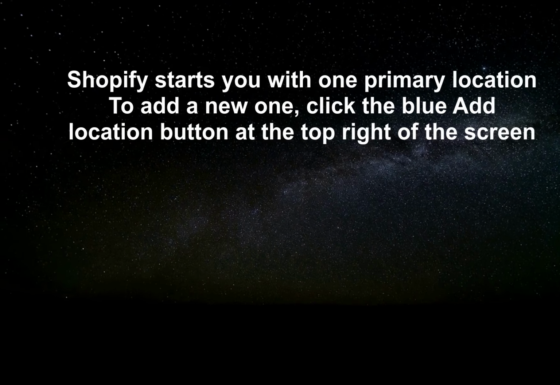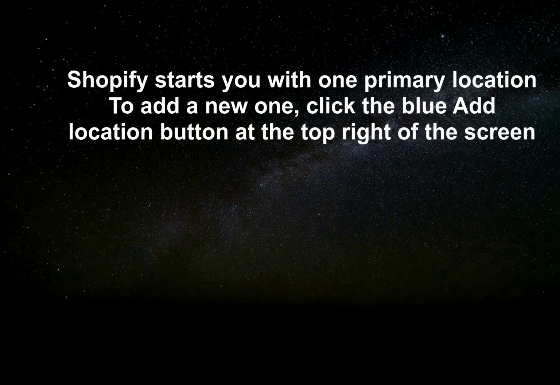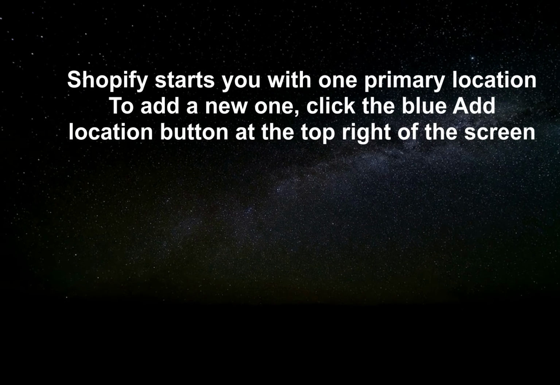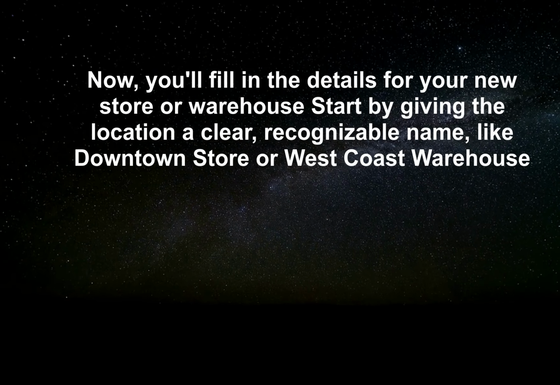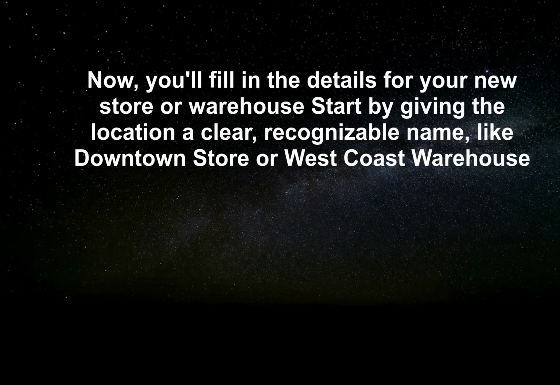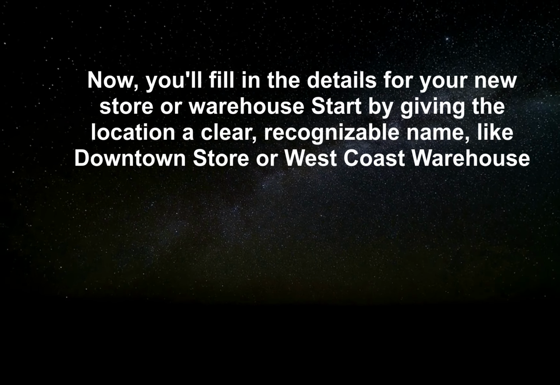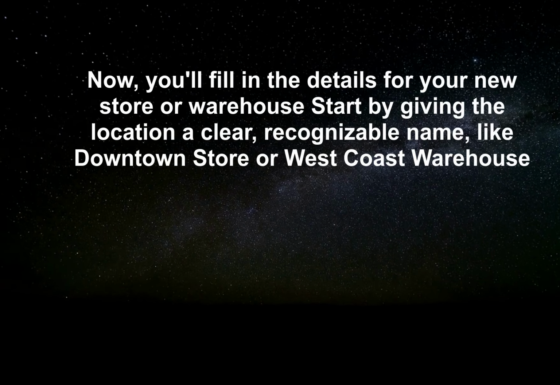Shopify starts you with one primary location. To add a new one, click the blue Add Location button at the top right of the screen. Now you'll fill in the details for your new store or warehouse. Start by giving the location a clear, recognizable name, like Downtown Store or West Coast Warehouse.